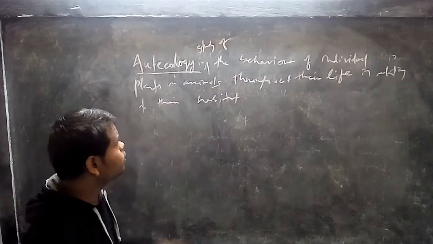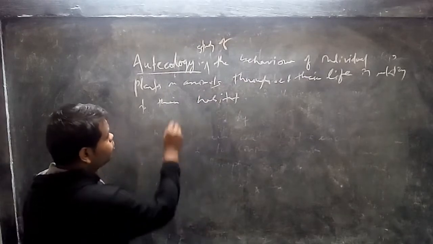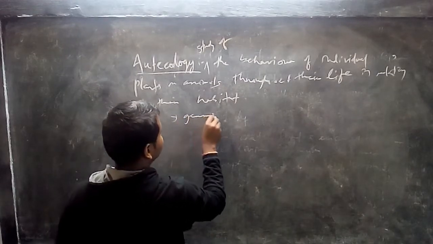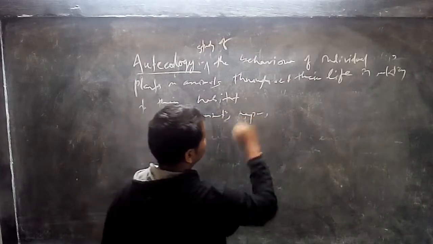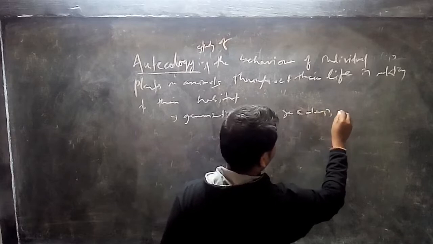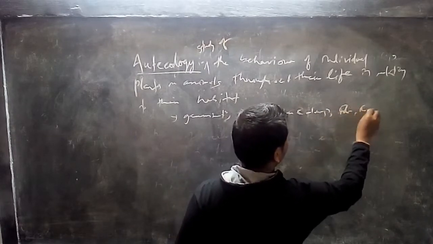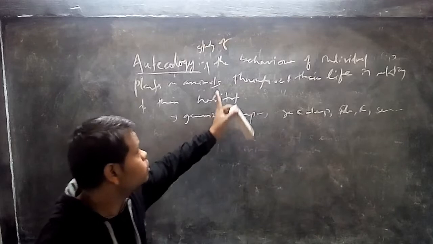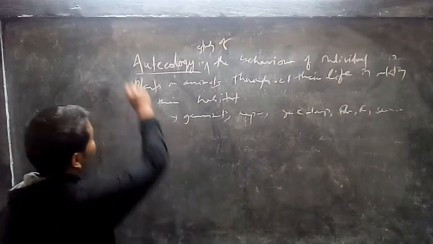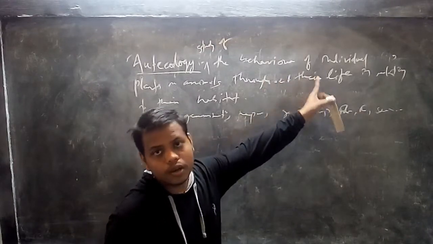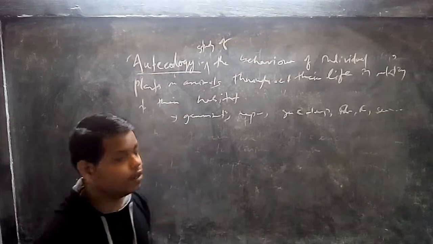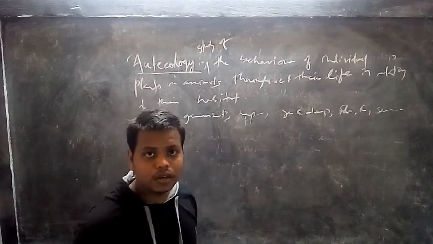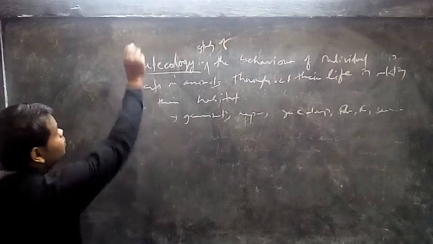For autecology, if we consider a plant, we must have knowledge about their germination, reproduction, growth and development, flowering and fruiting, then their senescence, etc. We must have the basic knowledge about the physiology of the plant or animal that we are going to study. Autecology refers to the behavior of an individual, how a particular plant or animal behaves or performs physiological activities according to their natural habitat or environment. This is the term autecology.